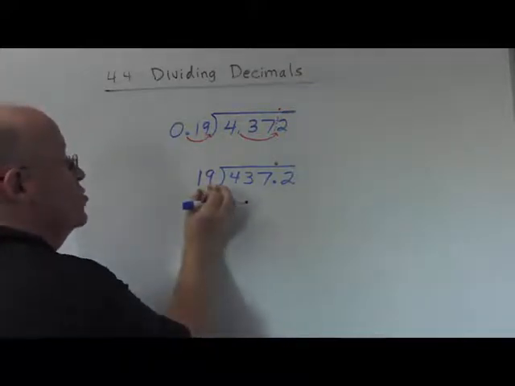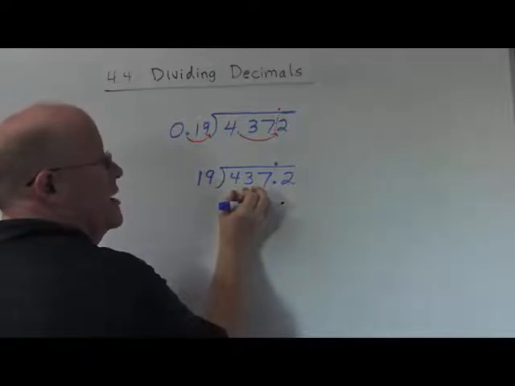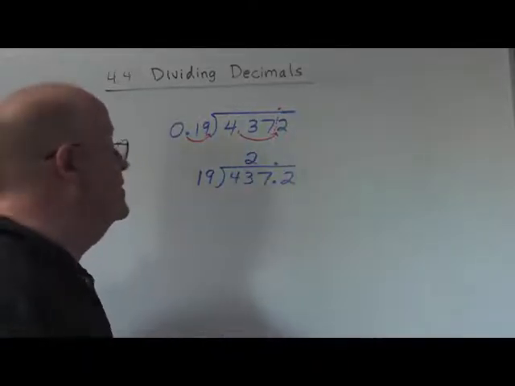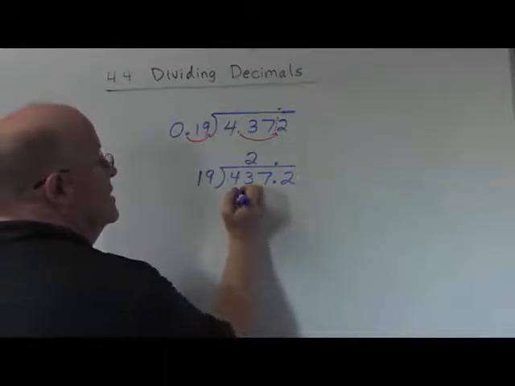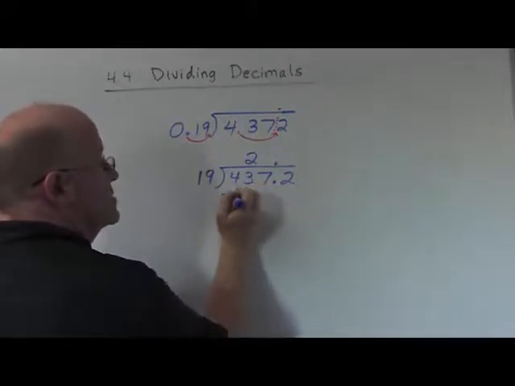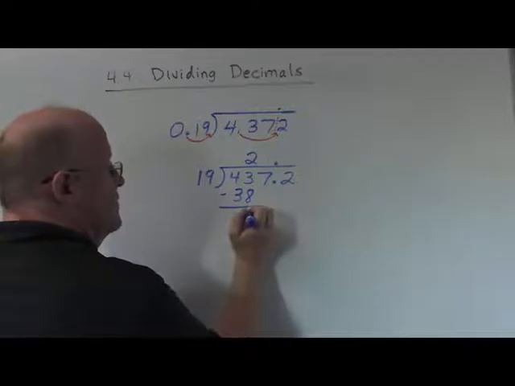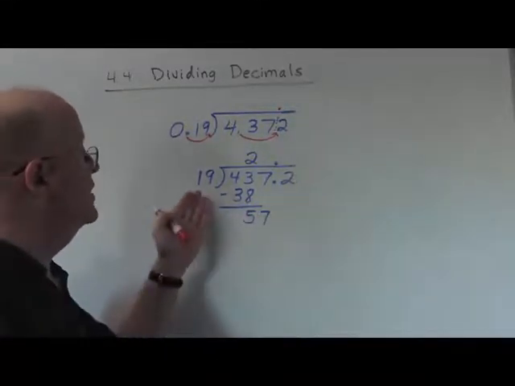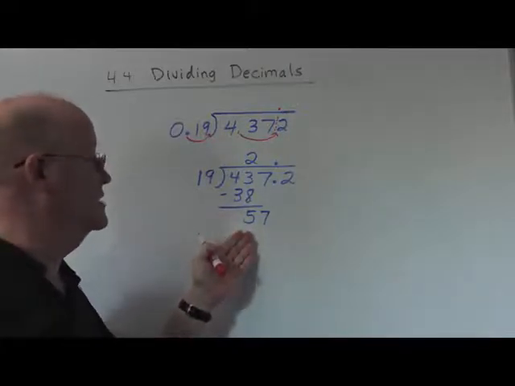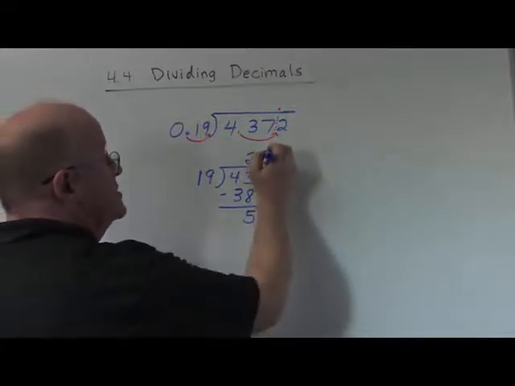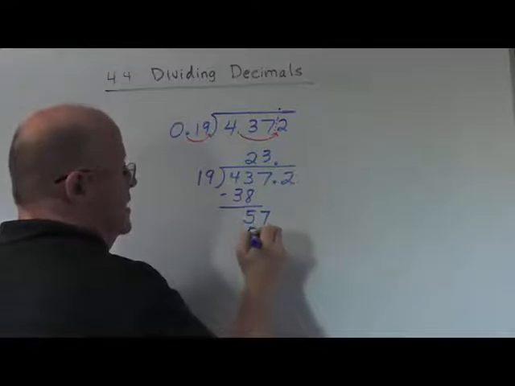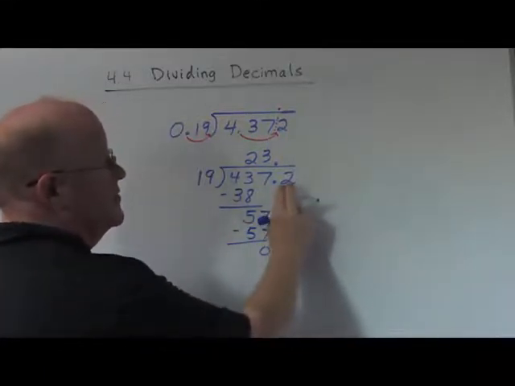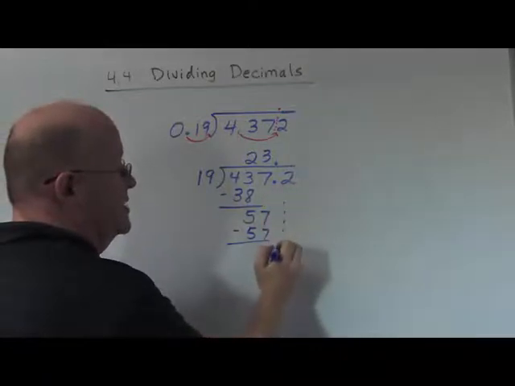For estimation purposes, we will pretend this is 20. How many times does 20 go into 43? Answer, 2 times. But it really isn't a 20. I actually have to do 2 times 19 to get 38. Subtract and get 5 and bring down the 7. Now it turns out that 19 goes into 57 3 times exactly. And we'll have no remainder. But the problem's not over because we still have this 2/10 that needs to be brought down.